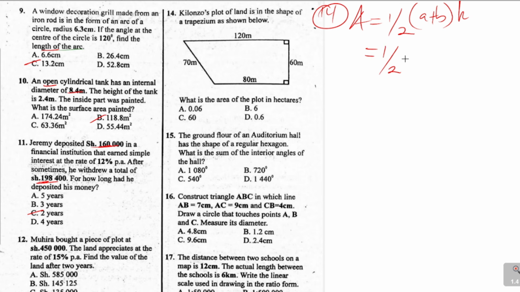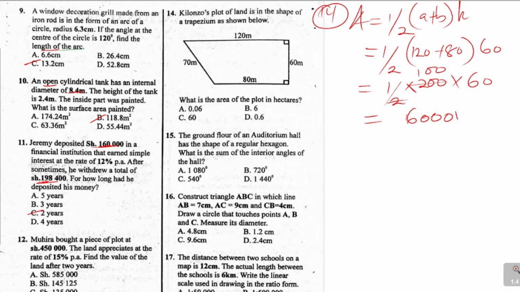So this will be a half multiplied by the sum of the two parallel sides, 120 plus 80, and then the height is 60. So this will be a half, 120 plus 80, that will be 200, times 60. So this will give 6,000 meters squared. Then once you get the meters squared, you convert to hectares. Remember that 1 hectare is equivalent to 10,000 meters squared. So what about 6,000 meters squared? How many hectares are those?